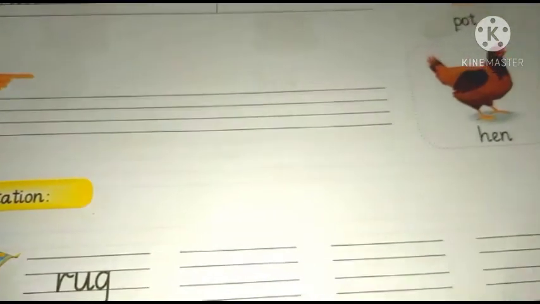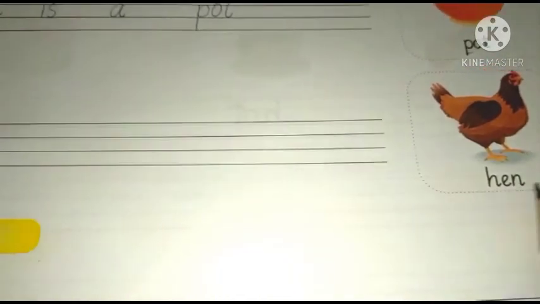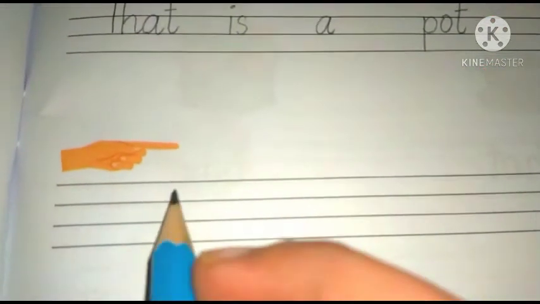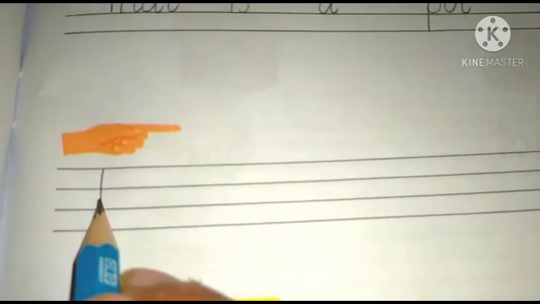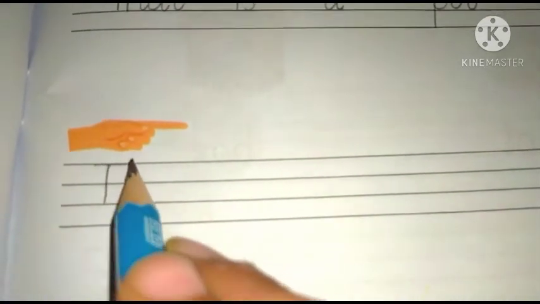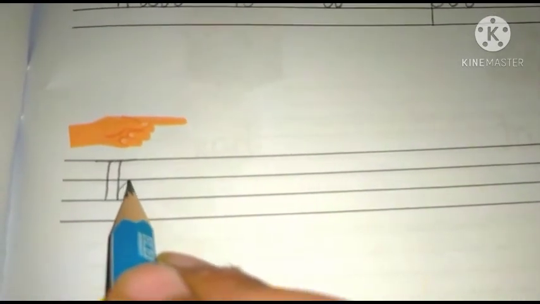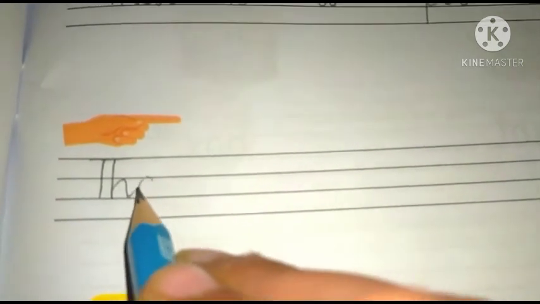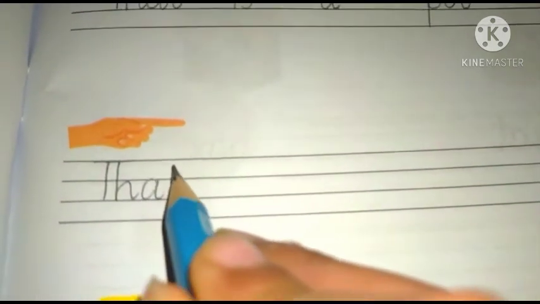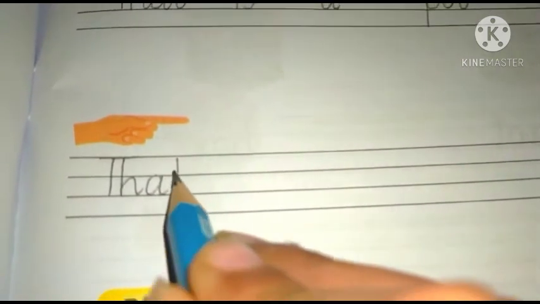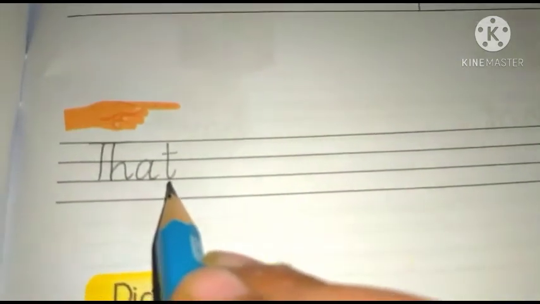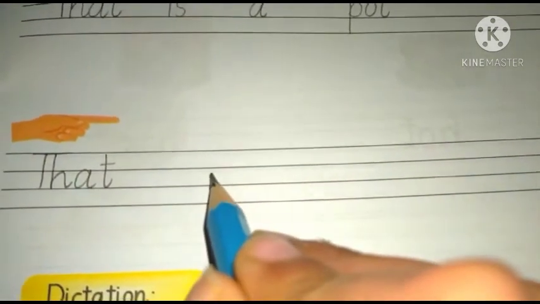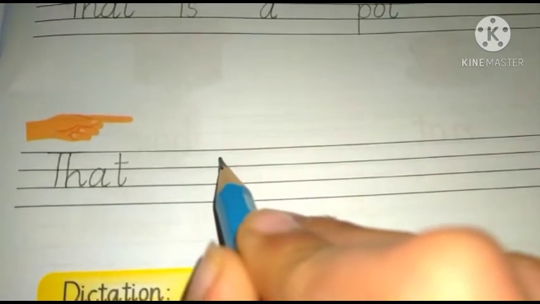Look at the next picture. Here is a hen. H-E-N, and hen begins with letter H, so it's a consonant. So we will use a. Let's make sentence that. T would be capital for that because it is the first letter of the sentence. That.